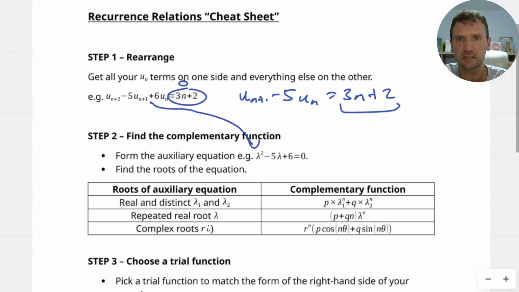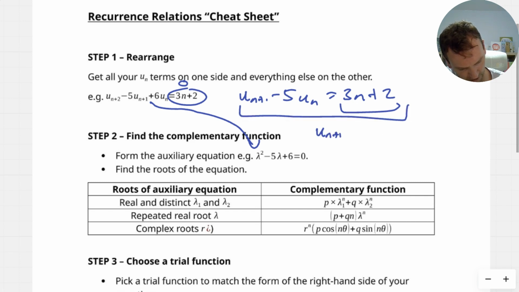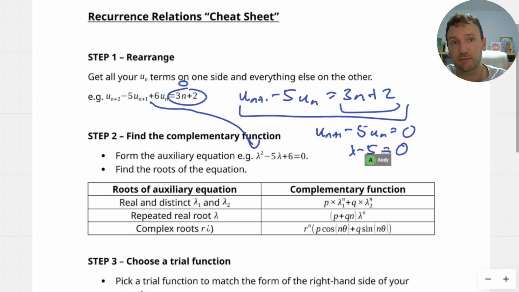You can do this if you want in the first order case, because the homogeneous equation would be u(n+1) subtract 5un equals 0. But you could make this lambda subtract 5 equals 0, which would just give you lambda equals 5 in this case. But really, in the first order case, this is just a recurrence relation, so you should be able to jump straight to the complementary function anyway. So you can do that, but you don't need to go through that.